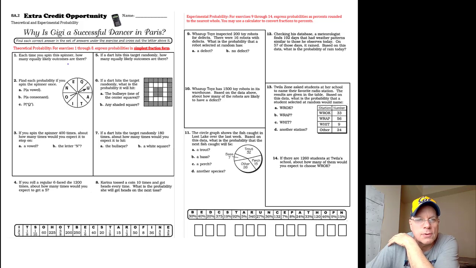For each correct answer, when I first found this resource, it was all on one single sheet. I've edited it and spaced it out so you have some room to do some work, but because of that, it could be a little confusing. So let's look at the directions. Find each correct answer in the set of answers under the exercise and cross out the letter above it.